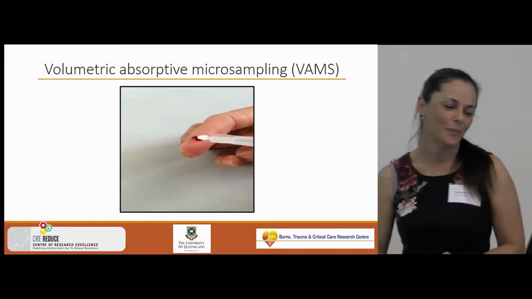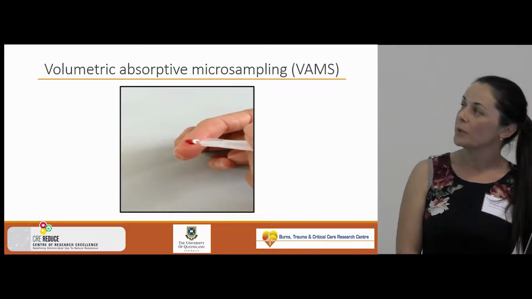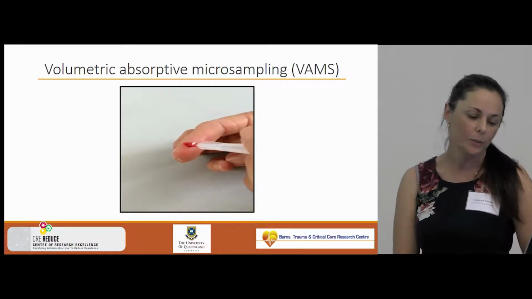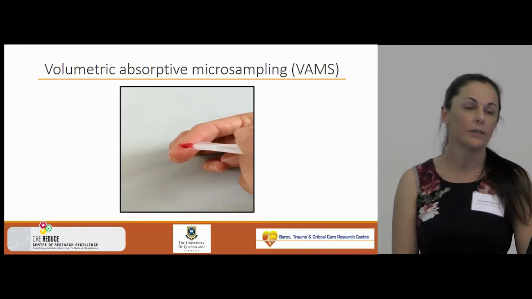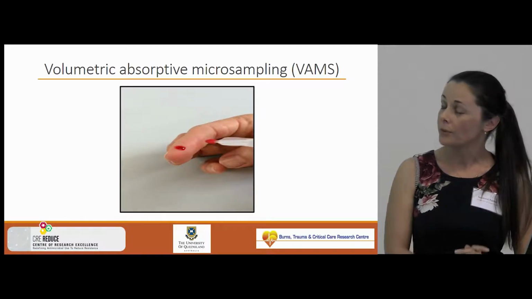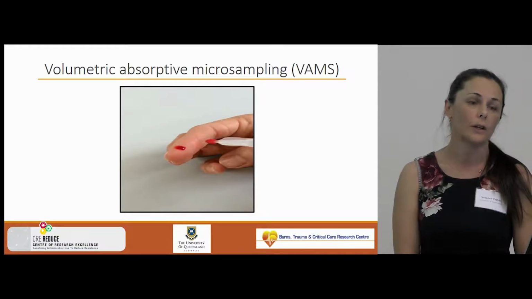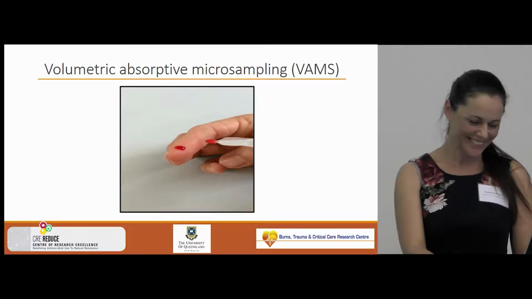So this is a brief video of the wicking of blood onto the tip of a VAMS device. As you can see, the blood moves onto a polymeric absorptive tip, and on completion of filling, you have 10 microlitres that is being collected. After drying, this is then available for storage and transport to a bioanalytical facility for mass spec analysis.